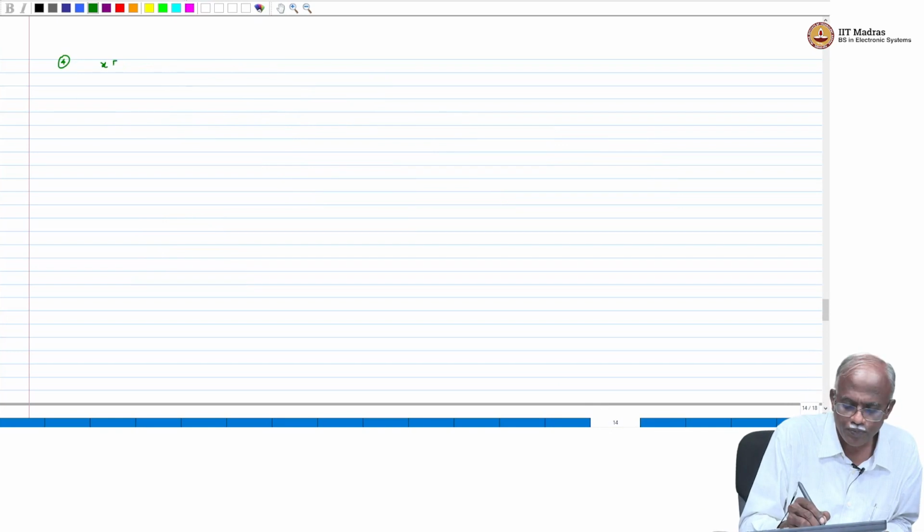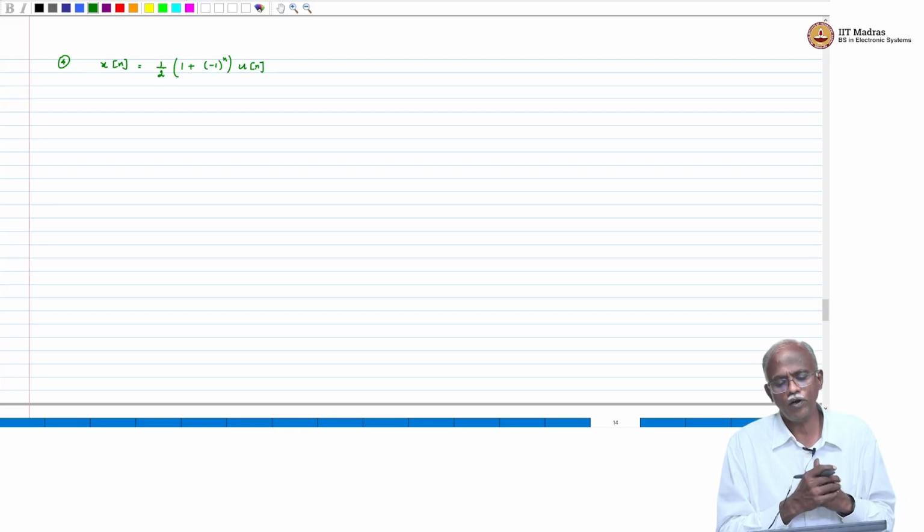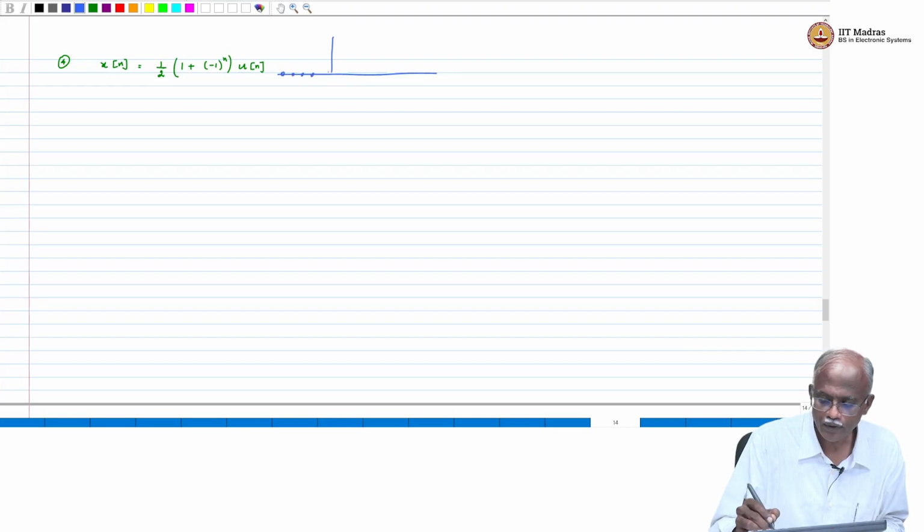We are given the expression x of n is equal to 1/2 [1 plus (minus 1) raised to the power n] u of n. A very interesting type of sequence. Now, if you were to plot it, you will find that this is a sequence which has got all zeros up to the point where n equal to 0, and then it takes on a value equal to 1. Then the next term for n equal to 1, it is 0, for n equal to 2, it is 1, n equal to 3, it is 0, n equal to 4, it's 1, and this pattern repeats.